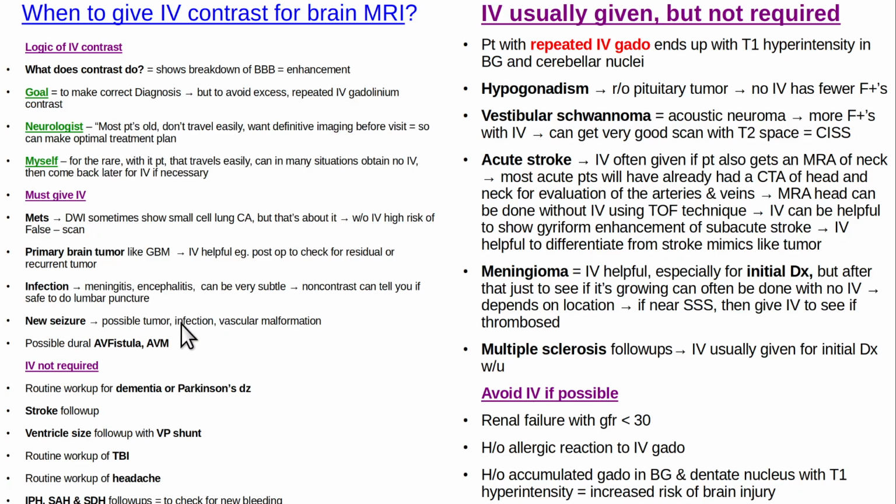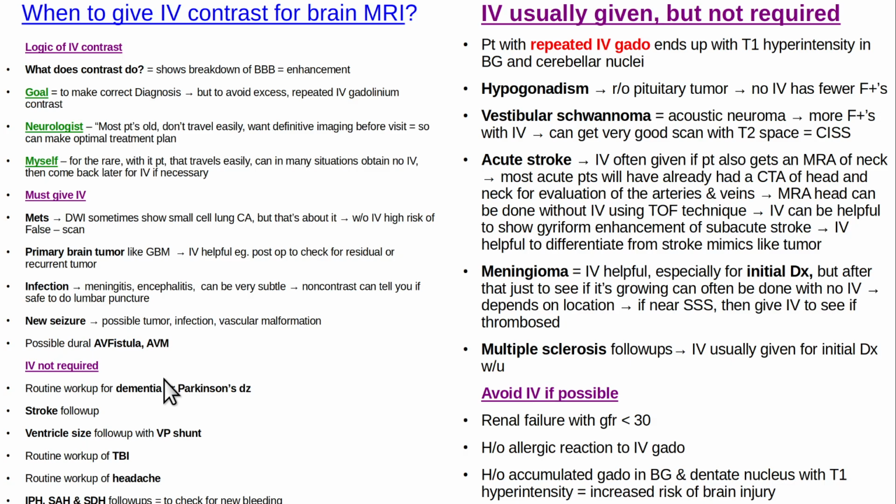Other things are also relevant. If you have a new onset seizure, you want to give IV because you don't really know what you're dealing with yet. It could be a tumor, infection, or a vascular malformation. There's different types of vascular malformations. We see little things like developmental venous anomalies, venous angiomas all the time, and those are no big deal. I don't even follow those. But if you're looking for the more rare stuff, things like a dural arteriovenous fistula or arteriovenous malformation, then you would want IV.